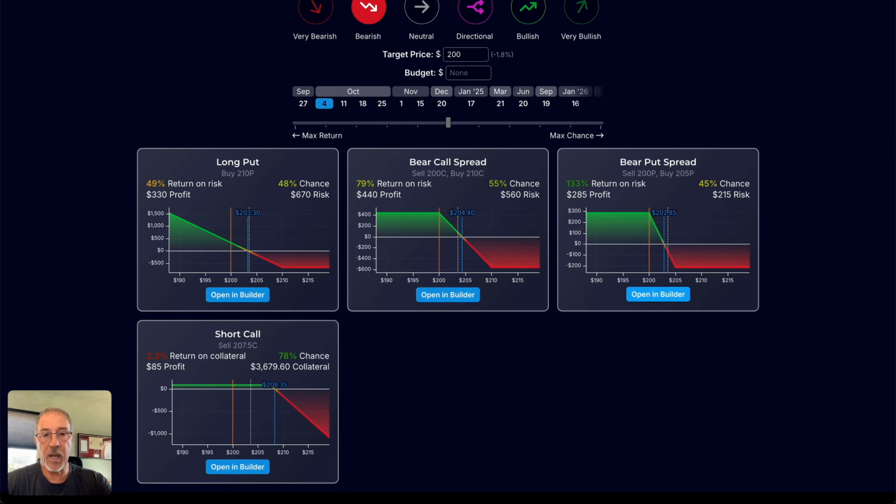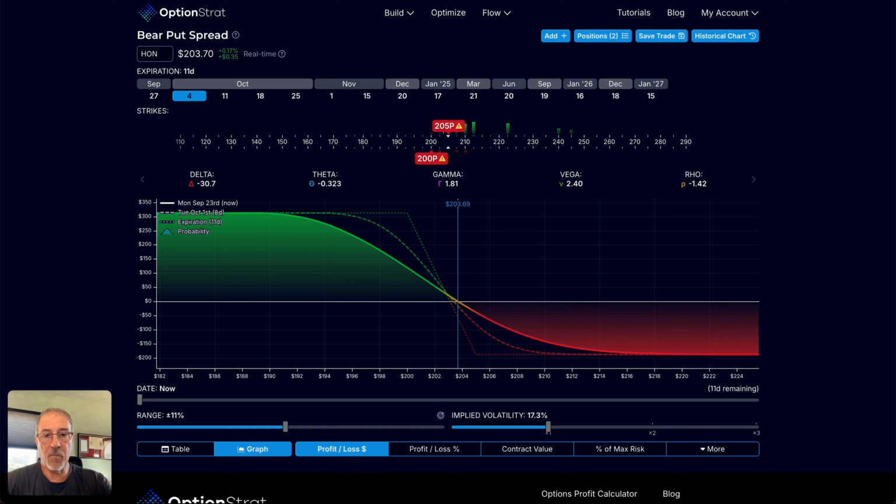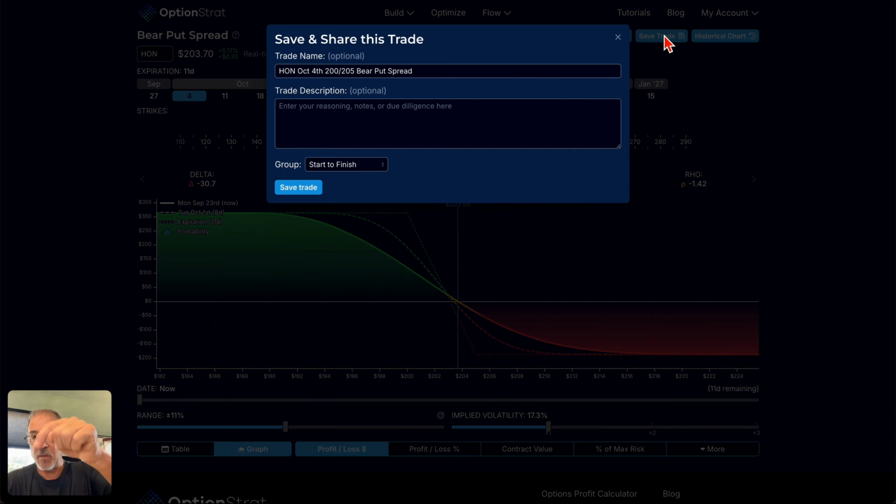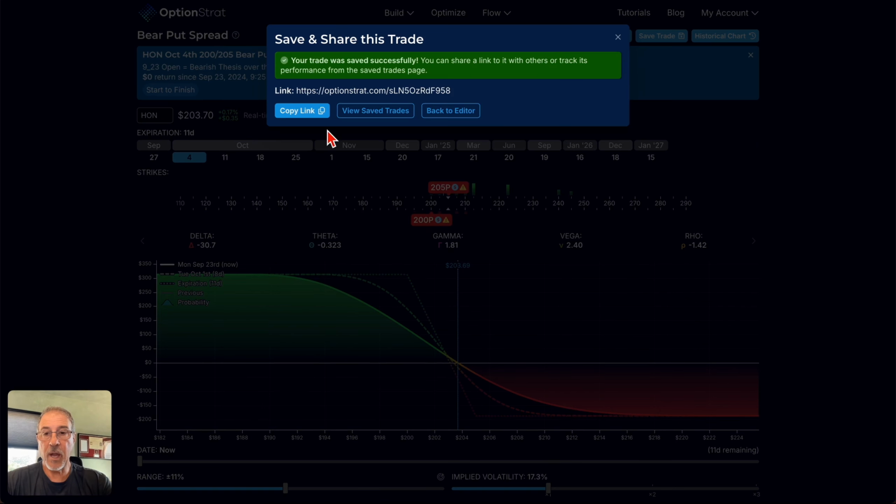back out of that trade. So what I'm going to do here is I've got this trade right here. I'm going to go ahead, save the trade. I will share the link in the notes down below so that anyone can come in and take a look at this. And I have a bearish thesis over this week. And let me just put the date on there, 9/23 open. And we'll go ahead and save this trade. I'll copy that link, share it out with everyone.